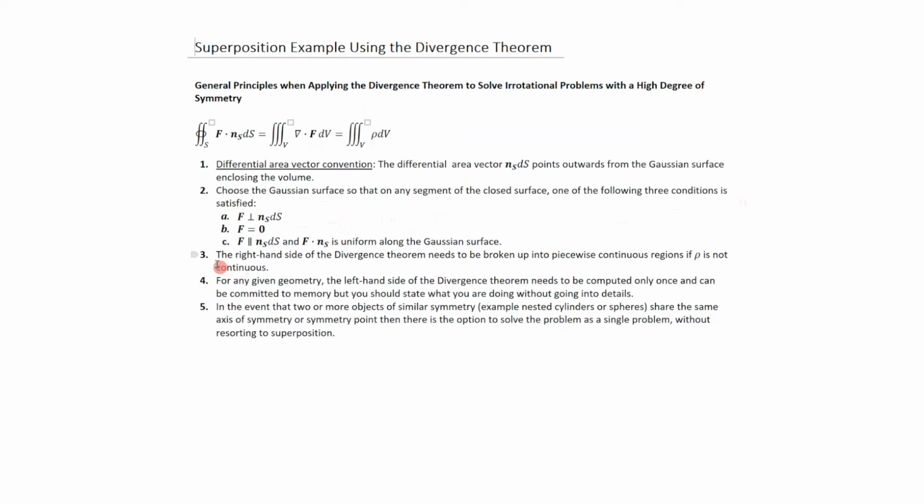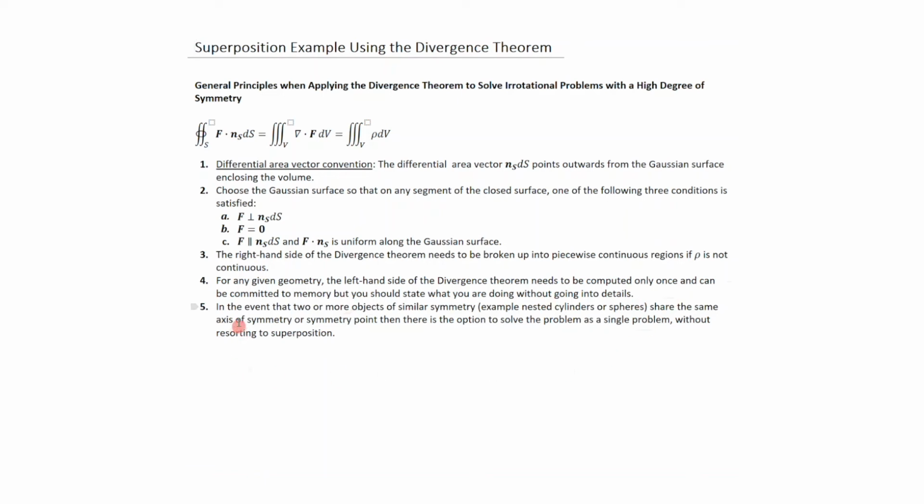Third, the right-hand side of the divergence theorem needs to be broken up into piecewise continuous regions if rho is not continuous. In our case, you have rho existing within the circular object, and then it's equal to 0 outside, which means that for each cylinder, you have to describe it in terms of two regions, inside and outside the cylinder. Fourth, for any given geometry, the left-hand side of the divergence theorem needs to be computed only once and can be committed to memory, but you should state what you're doing without going into details.